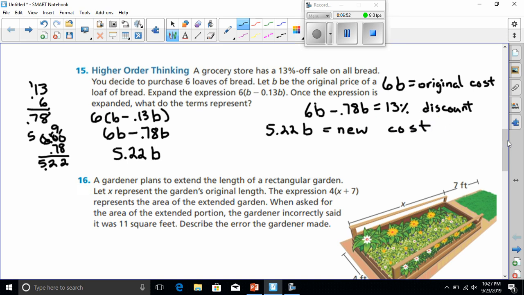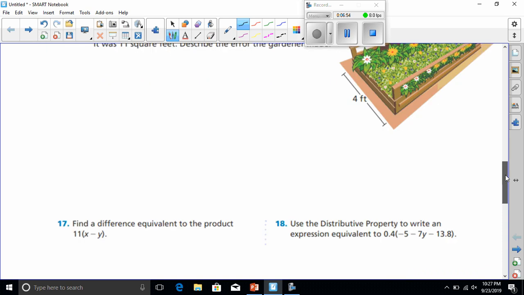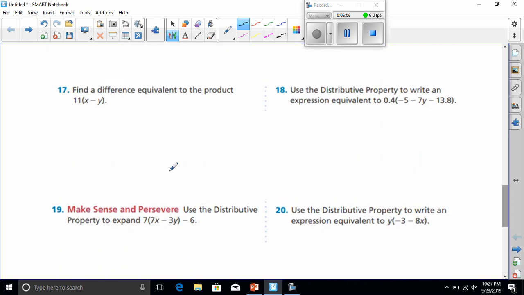All right, and let's go ahead and work number 17. Find a difference equivalent to this product. Well, remember what the words are saying. It says find a difference. A difference is the answer to a subtraction problem. And it's saying find the difference, the answer to a subtraction problem, that is going to be equivalent to this product. Remember, this is multiplication here.